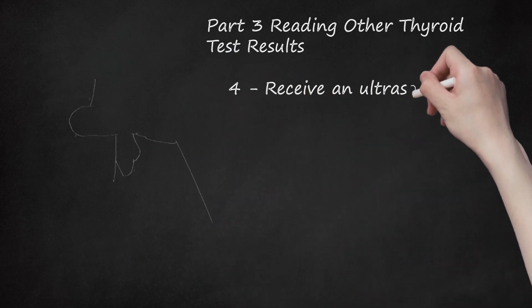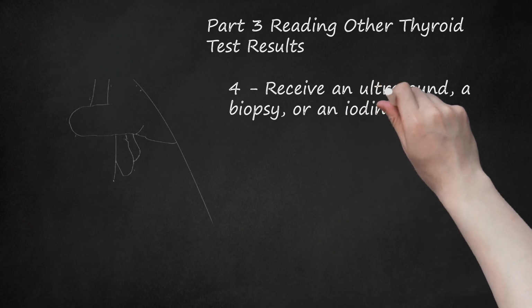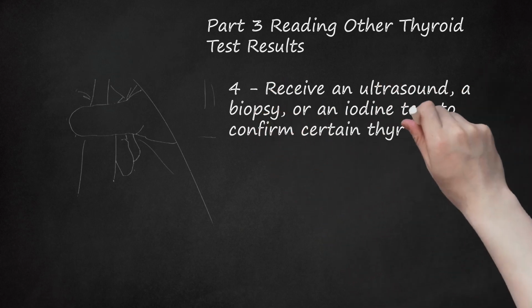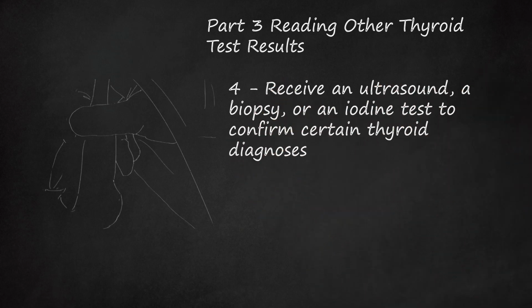4. Receive an ultrasound, a biopsy, or an iodine test to confirm certain thyroid diagnoses. While blood tests can provide physicians with valuable information to detect and diagnose thyroid problems, there are cases where more extensive investigations are required to determine exactly what is going on. Your physician will let you know if he or she recommends further testing, such as a thyroid ultrasound, a biopsy, or an iodine test. A thyroid ultrasound may be used to identify thyroid nodules.